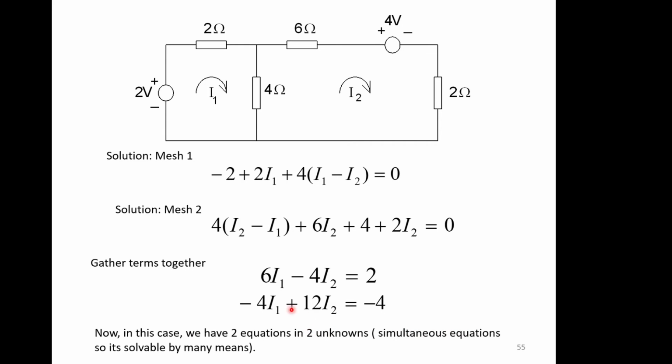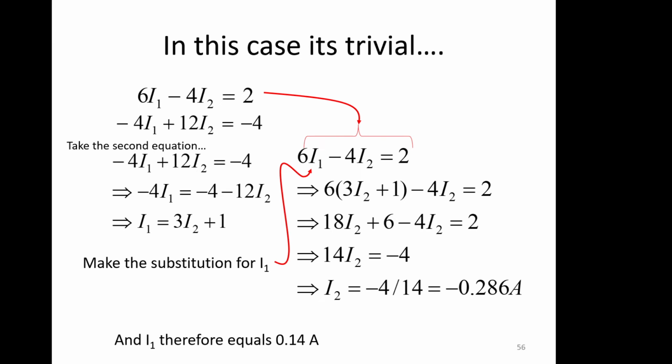There are many ways of solving simultaneous equations. This is just now a mathematical problem. So we've taken our circuit, we've analysed it, and we've reduced it to a mathematical equation, which we can solve by whatever method we choose. In this case, it's trivial to solve, so we can just do it by substitution.